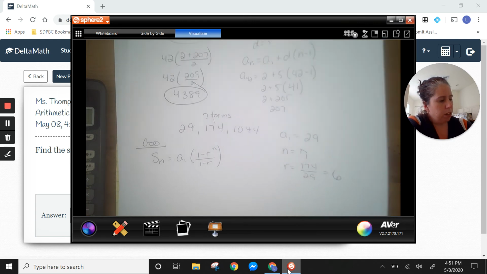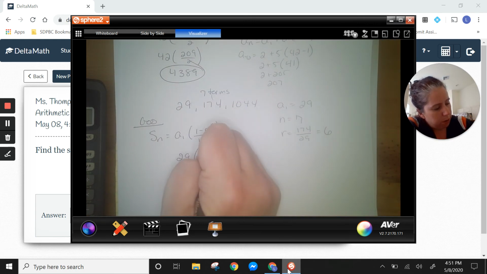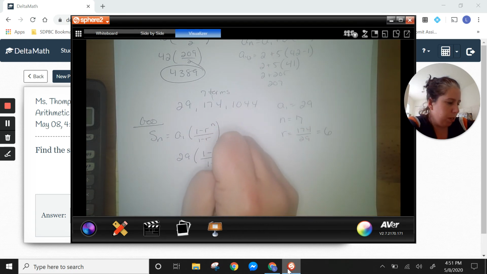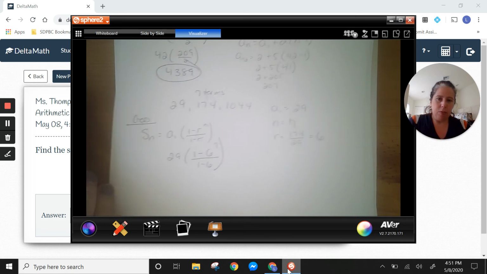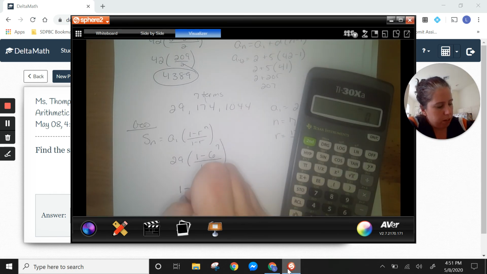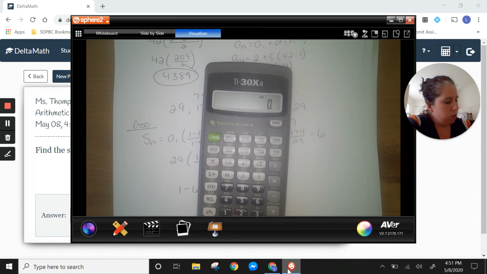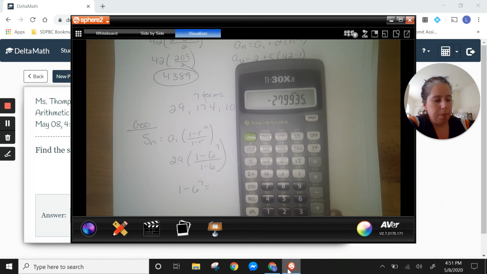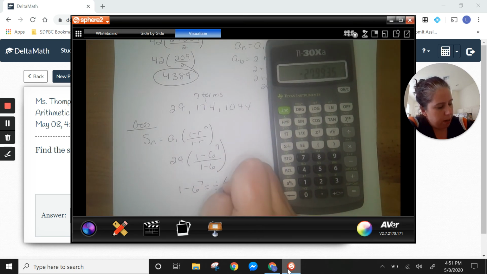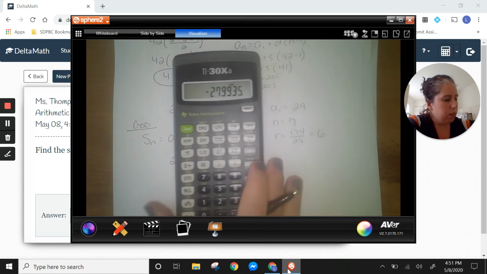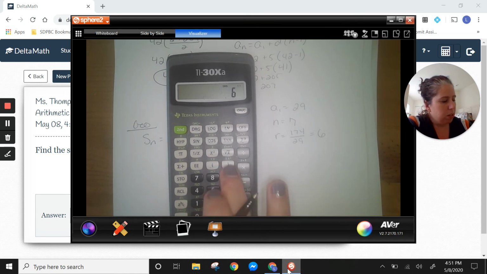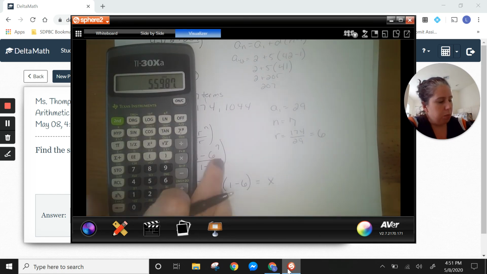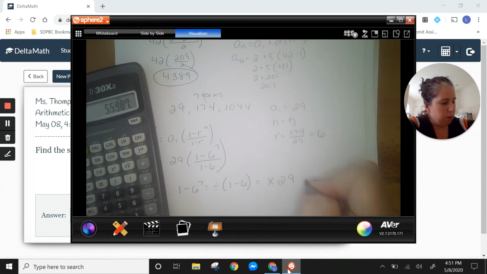Then we're just going to plug it in. A1 is 29, times 1 minus R, which is 6, to the N power, which is 7, divided by 1 minus 6. Remember, you do the inside first. We're going to go 1 minus 6 to the 7th and hit equals. Then divide it by parentheses 1 minus 6, close the parentheses, and hit equals. Then multiply it times the outside number, so times 29.